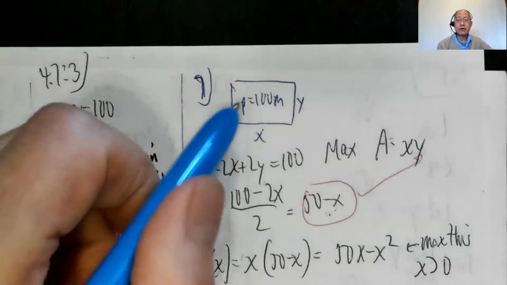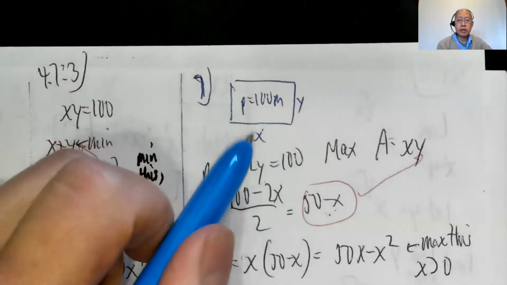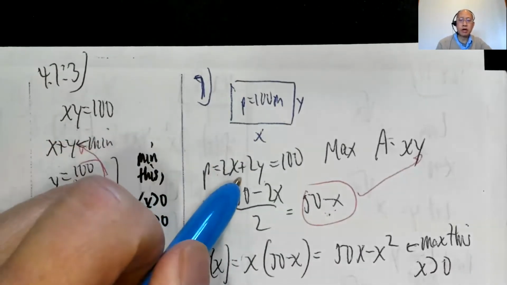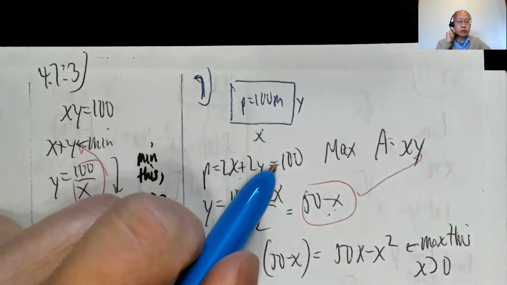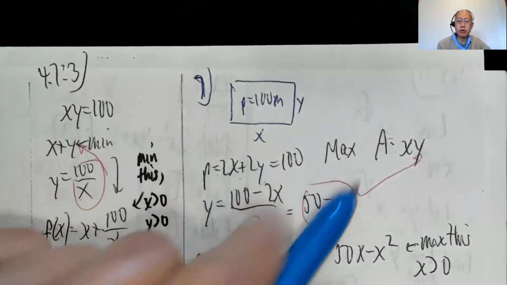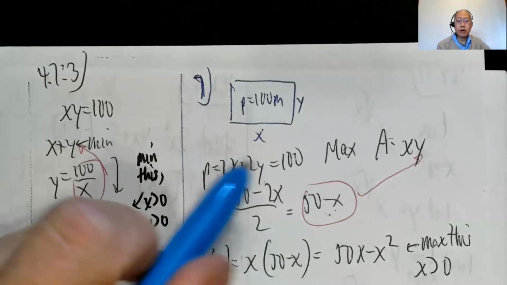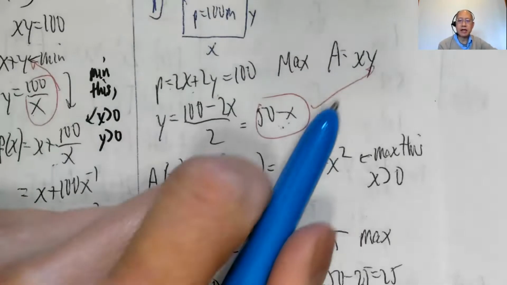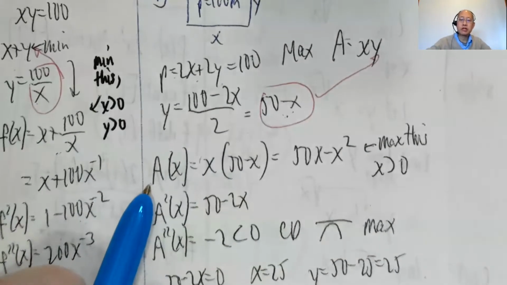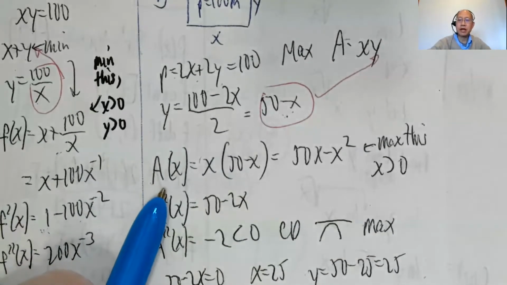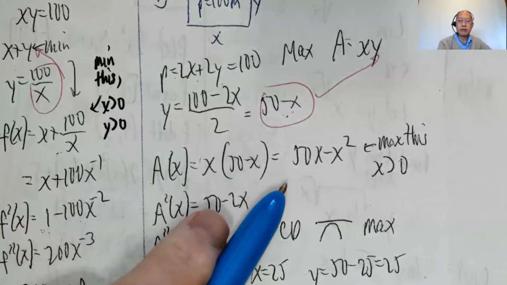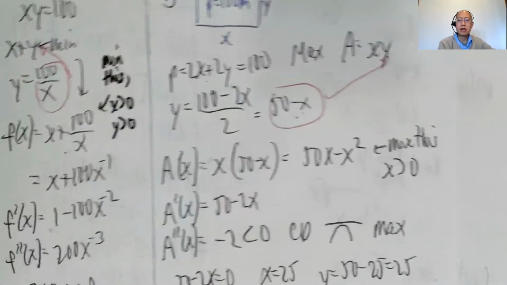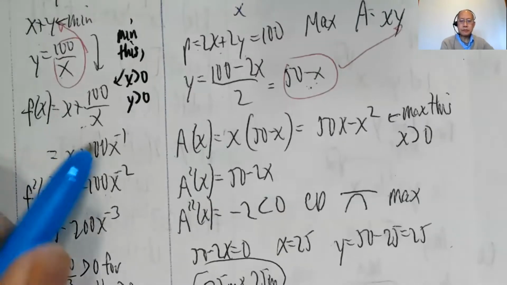Okay. Number 7, you're given the perimeter is 100, x and y. So 2x plus 2y, the formula for perimeter, is 100. You're trying to maximize the area, which is x times y. Solve for y. Y is 100 minus 2x over 2, or 50 minus x. Plug that back into here. So my area function, A of x, is x times 50 minus x, which is y. 50x minus x squared. I'm trying to maximize this with x greater than 0.